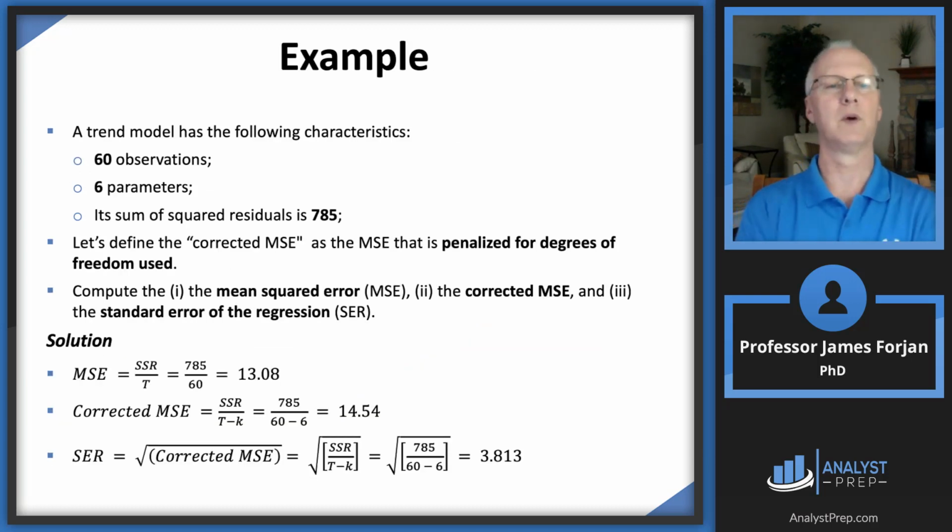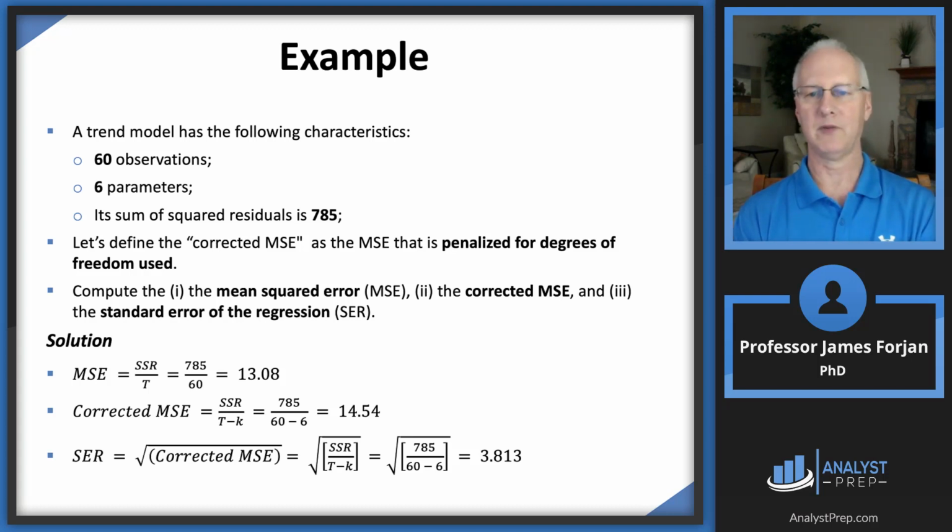Let's look at an example here. So we've got 60 observations, 6 parameters. We're given the sum of the squared residuals at 785, and we're asked to compute the MSE, the corrected MSE, and then the standard error of the regression. And there are some good formulas that we used earlier in those slides, and so you can easily compute those.